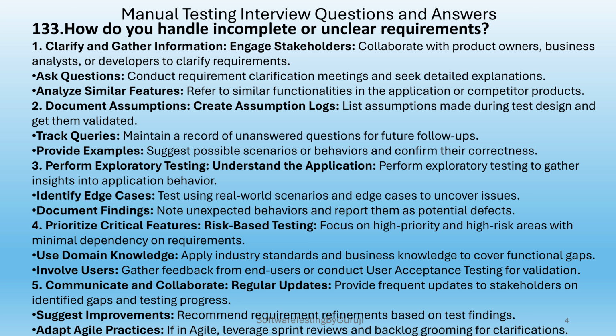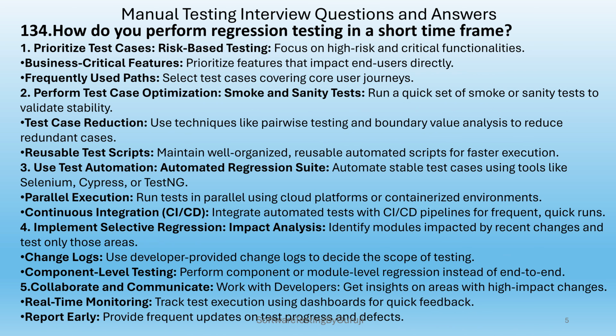Let's move on to another question. Next question is, how do you perform regression testing in a short time frame? First, prioritize test cases. Risk-based testing: focus on high risk and critical functionalities. Business critical features: prioritize features that impact end users directly. Frequently used paths: select test cases covering core user journeys.